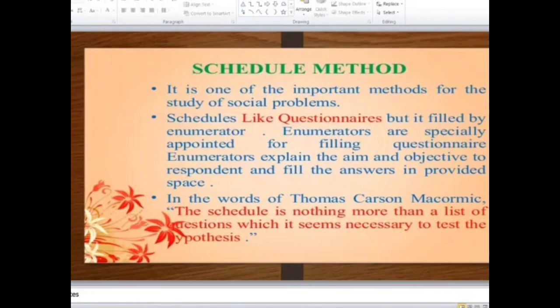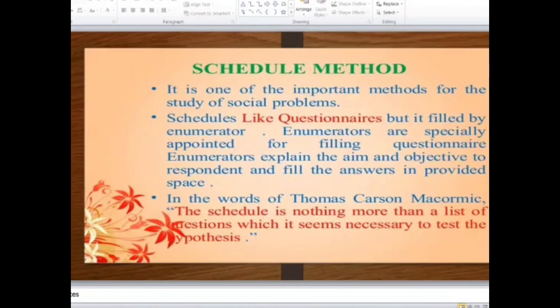And we should know what is the role of the enumerator. Here, enumerators are specially appointed for filling in these questionnaires. They will explain the aim and objective to the respondent and fill in the answers in the provided space. While conducting a schedule, these schedules are filled in by the enumerators, who should be specially appointed for this purpose.